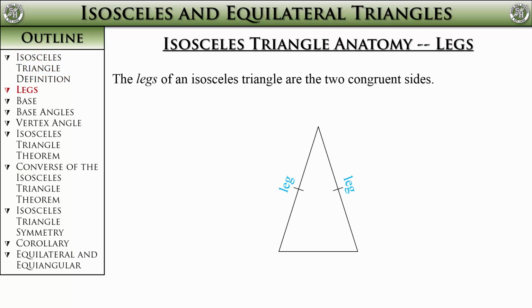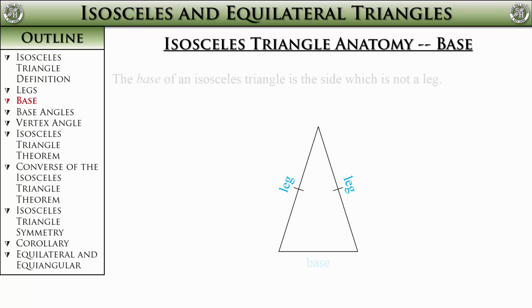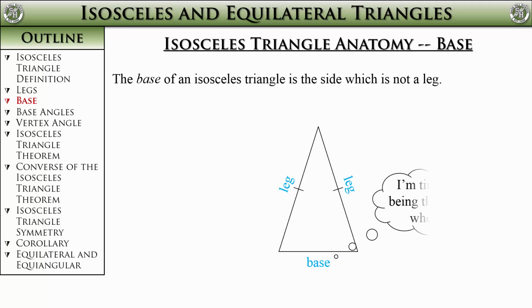The legs of an isosceles triangle are the 2 congruent sides. By process of elimination, that leaves only one side left that could be the base. The base of an isosceles triangle is the side which is not a leg. He is the odd man out. The base is the third wheel in this relationship.